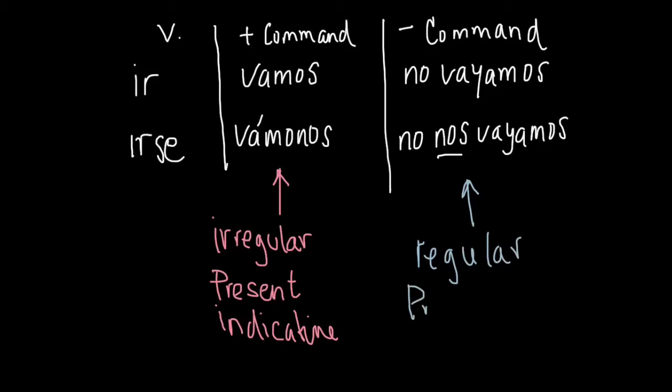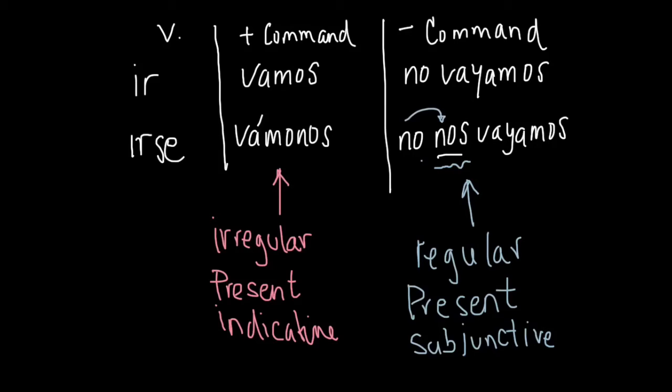Another thing that we're going to take a look at here is the position of the reflexive pronoun nos. So in the negative command, nos goes in between no and the verb. And in the positive command, the pronoun nos becomes part of the word and it goes at the end.